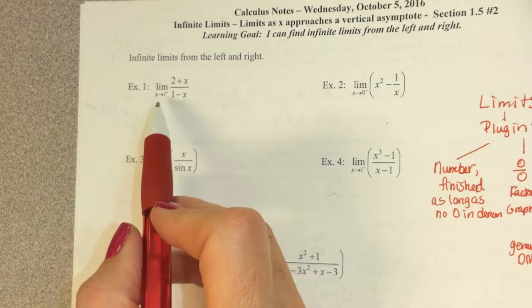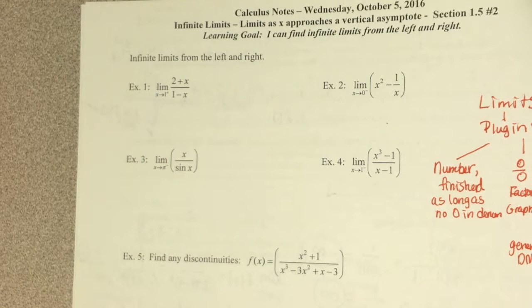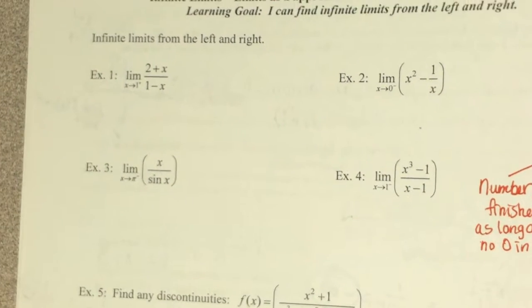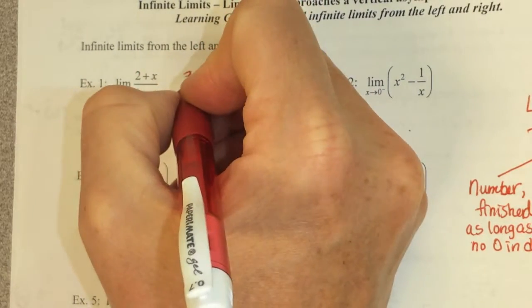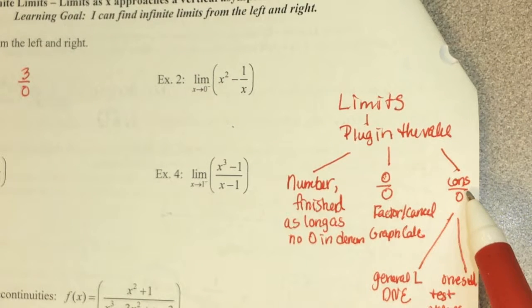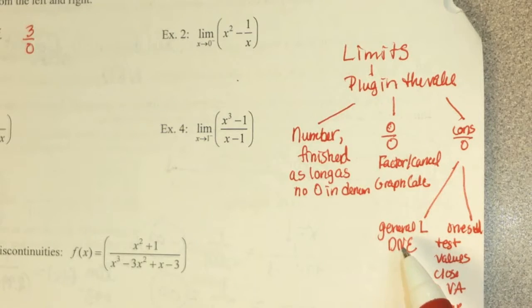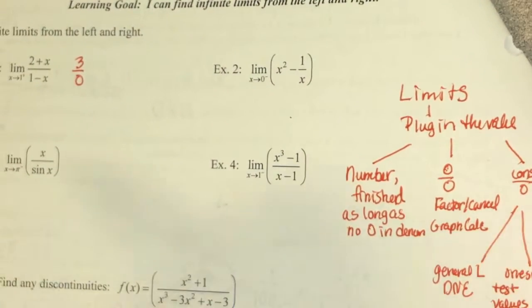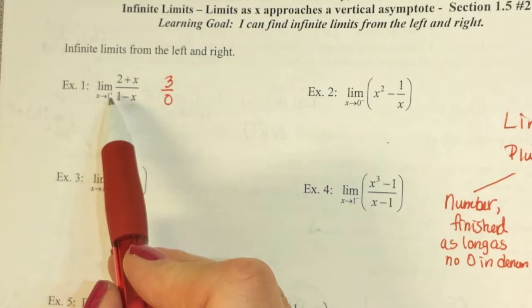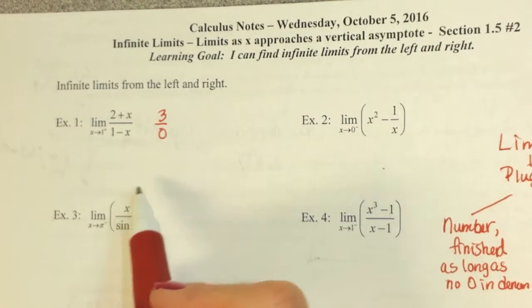What's the first thing that we always try to do? Plug in the value. So we will just try to plug it in. If I plug in 1, I'm going to get 3/0. So now looking at our flow chart, we got a constant over 0. So we know the general limit does not exist. But this is a one-sided limit. We're trying to find it from the positive side. So when we have a one-sided limit, we have to test values close to that vertical asymptote. There's a vertical asymptote there.